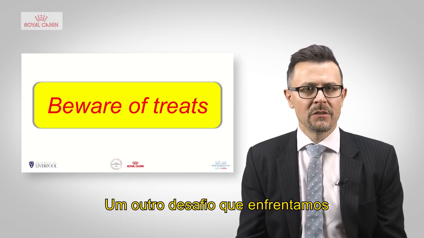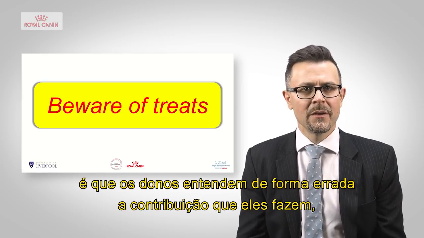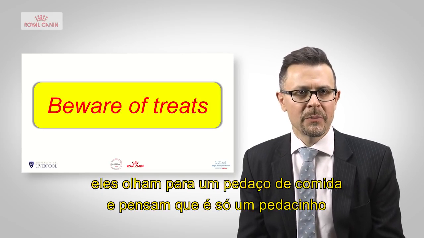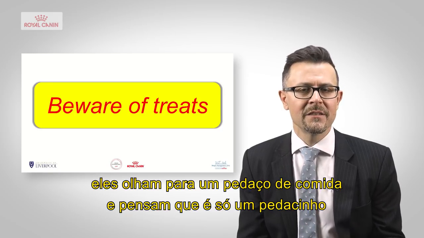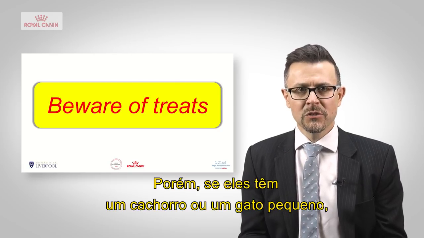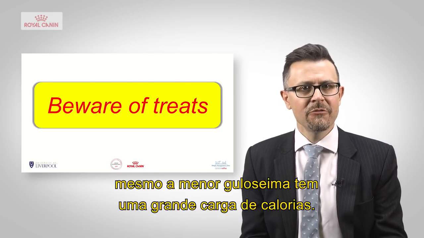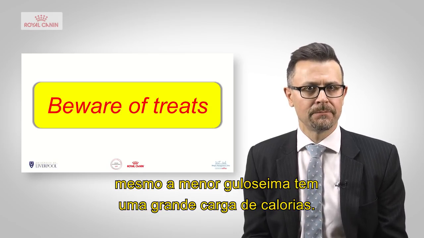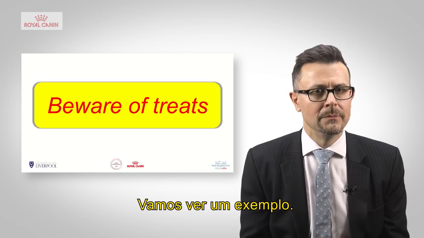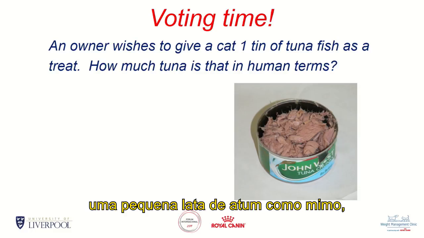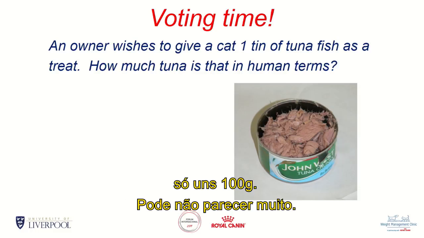One of the other challenges that we face is that owners misunderstand the contribution that they make. They may look at a piece of food and think it's a tiny piece and therefore is not going to have any impact. However, if they've got a small dog or a cat, even the smallest of treats will carry a massive calorie burden. Let's look at an example. Let's imagine we have a cat and we want to feed that cat a small tin of tuna as a treat, just about 100 grams. May not seem much.